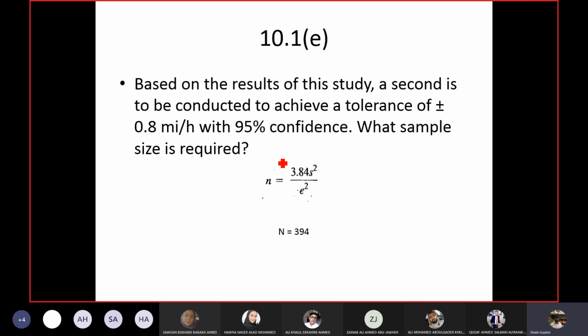This is the equation for sample size if your confidence interval is 95%. You see 3.84 here. This is the constant which we use when the confidence interval is 95%. S, which we already calculated, is 8 point something, for the data. They are saying use the results of this study, so I'll use the standard deviation of this study. E is the tolerance level, 0.8. The number of samples comes out to be 394. You need 394 to achieve a tolerance level of 0.8 miles per hour and a confidence interval of 95%.